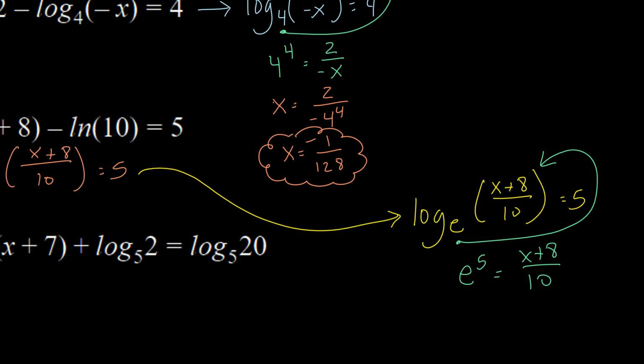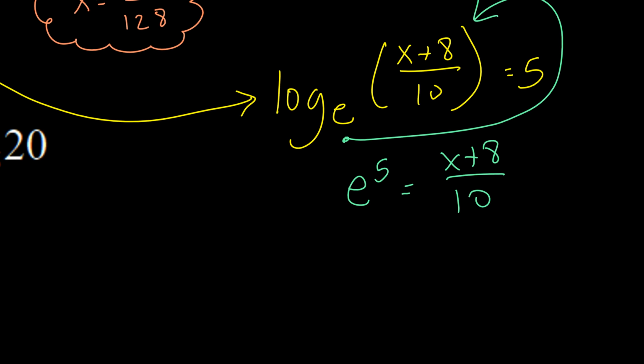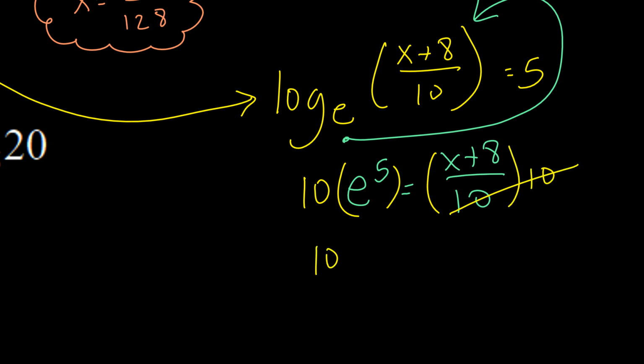Is my x by itself yet? No. So I need to multiply both sides by 10 to cancel the 10 out. So I have 10 times e to the 5th power is equal to x plus 8. And then I need to do what to get the x by itself?